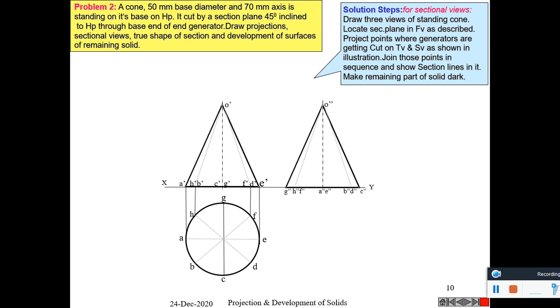Now its side view is drawn here. So this end, that is point A, comes front because it is cut by a section plane passing through the base end generator. To get it in the top view, project these points downwards.